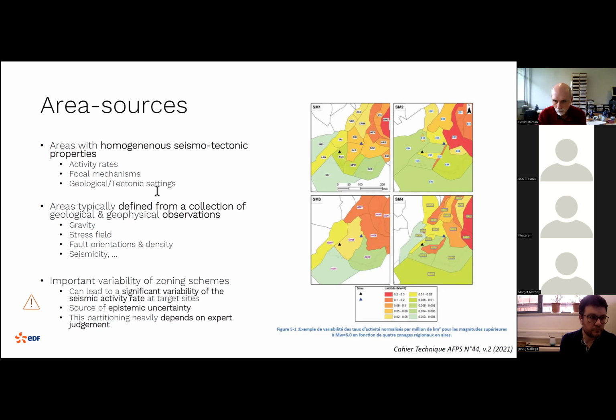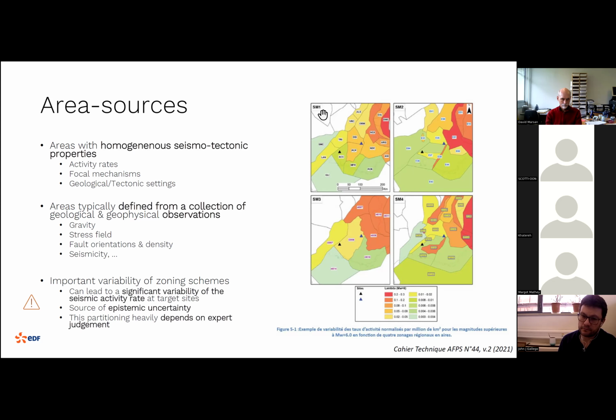So there is no specific rule, but you can define your areas based on the gravity fields, on the stress field orientation as well, on the fault orientation, fault density, seismicity, obviously. But all of this is to highlight that there is really some significant variability in the zoning schemes.